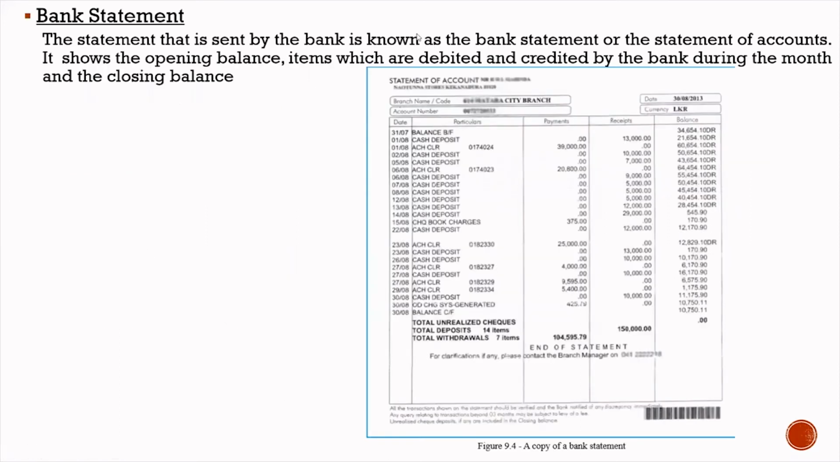So when we look at the bank statement, we have to be careful to understand each side. This bank statement is sent by the bank as the bank statement or the statement of accounts, showing the opening balance and the items that are debited and credited during the month and the closing balance. So for the business, they send us the balance. So the debit side are the payments and the credit side are the receipts. So this is how we get the bank statement. So when we are comparing to make a bank reconciliation statement, we have to be careful.